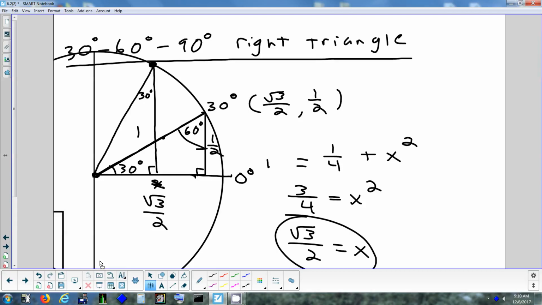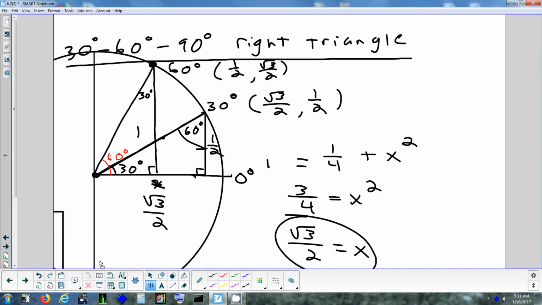I'm not going to label the 60 because I think it would be clearer maybe if I did it in a separate color. So that's the 60, what's in red. Right, so now the coordinate is just going to flip the x and the y. So for 60 degrees, your coordinate is 1/2, root 3 over 2.